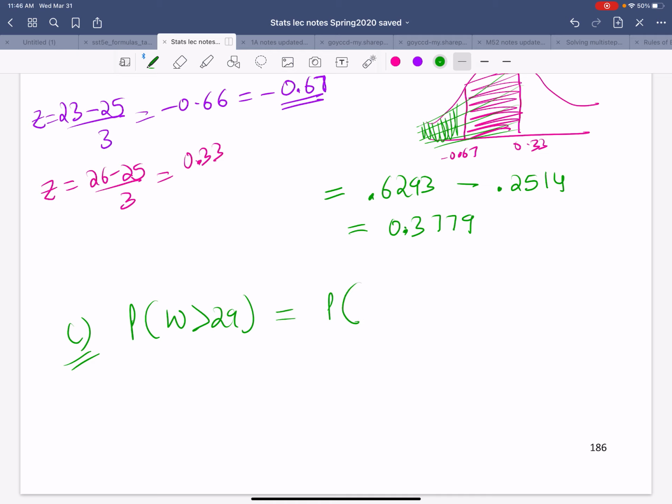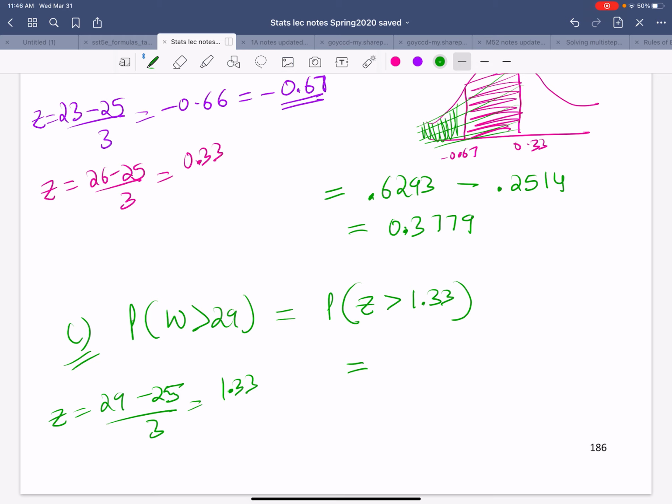So again, first of all, I'm going to change the 29 into a z-score. 29 minus 25 divided by 3 turns out to be 1.33. What's the probability that the weight is more than 29, or the area to the right of z-score 1.33? Now we are looking for area to the right.